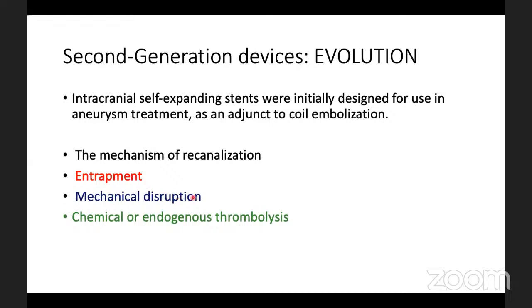So when a stent retriever is opened up, the struts, the vertices of the stent retriever, will disrupt the clot, and also it will improve the blood flow towards the clogged segment. So what will happen? The plasmin naturally will go towards the clotted segment, and it will produce a chemical or endogenous thrombolysis. So entrapment, mechanical disruption, and chemical or endogenous thrombolysis are the basic mechanisms through which the stent retrievers work.